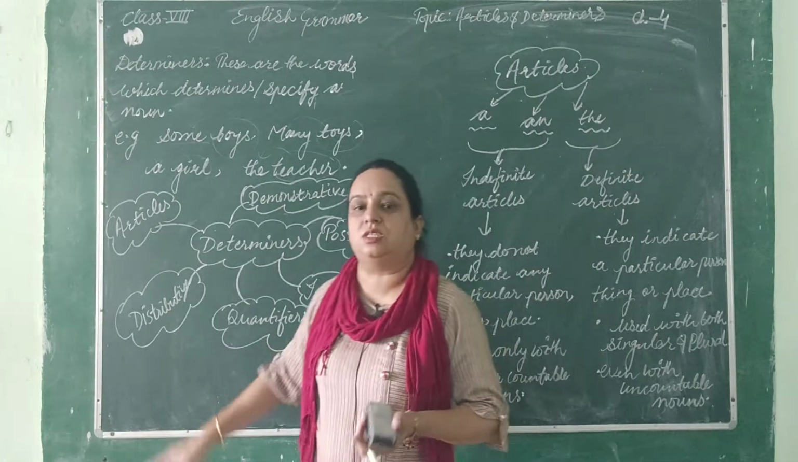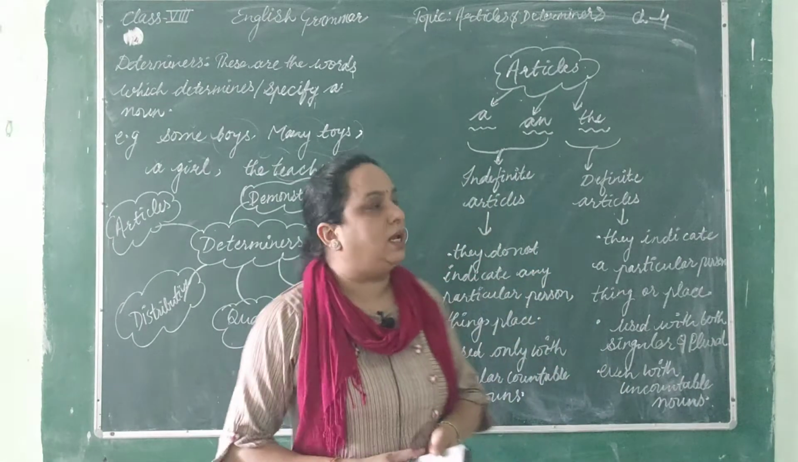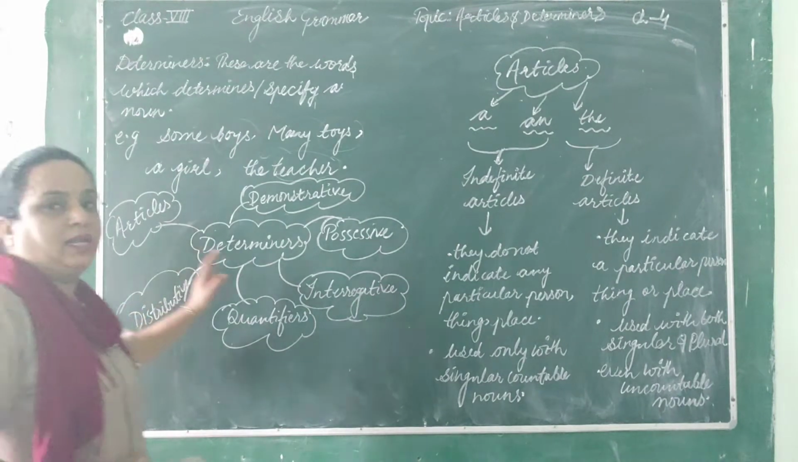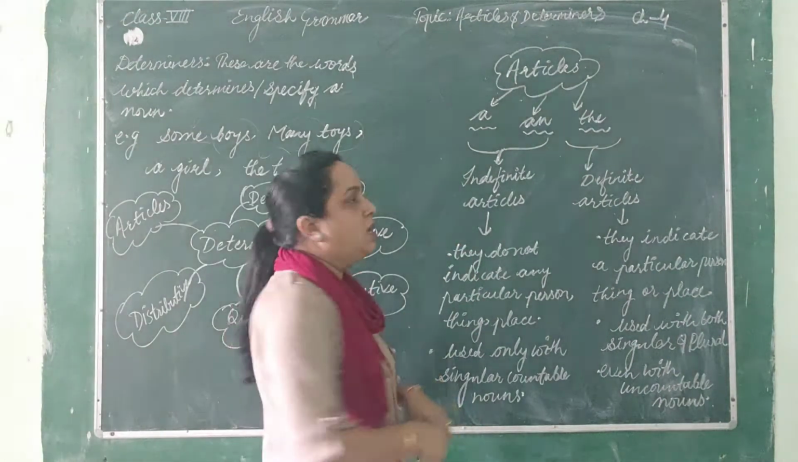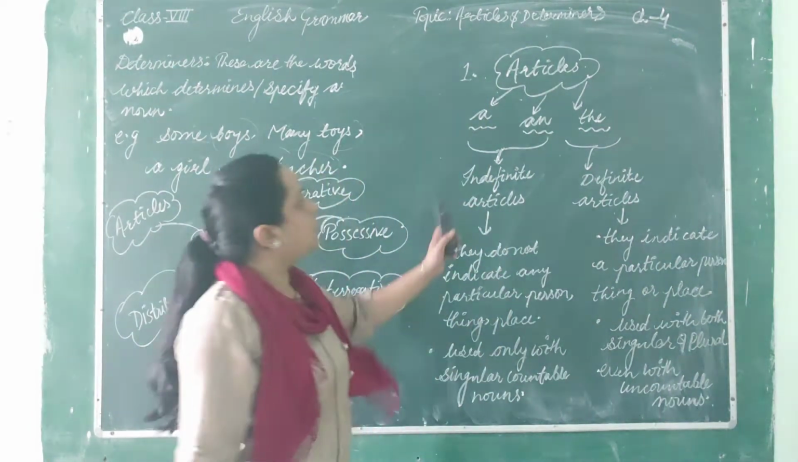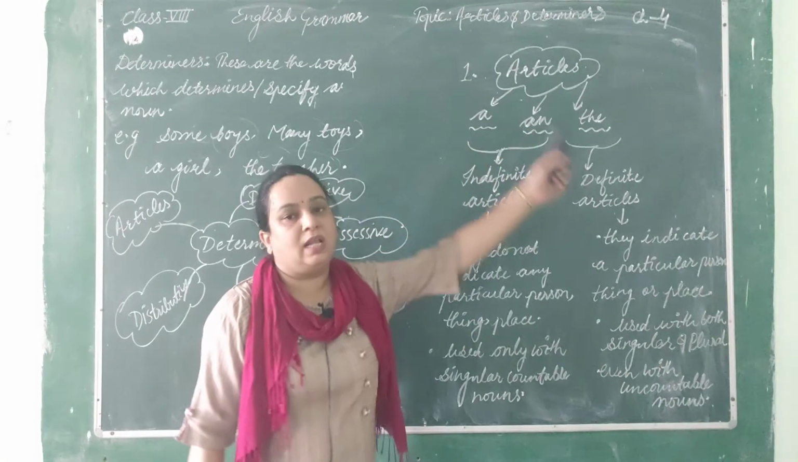And the last one is distributive, the words like each, either, every, and neither. Next, we have to start today the first kind of determiners, that is article determiners. So the first kind of determiners is article determiners, where I have named it articles only.